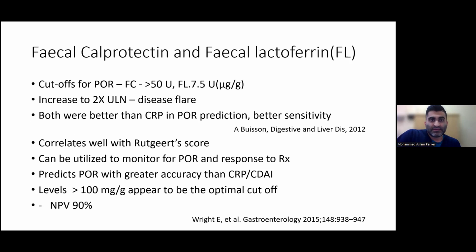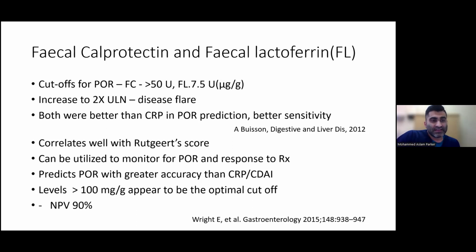Fecal calprotectin is another non-invasive test to assess patients. There are various studies looking at various cutoff values for fecal calprotectin, so I'm going to mention 2 studies in the talk today. The first study had a cutoff value of 50 and a lactoferrin of 77.5, and then increased to 2 times the upper limit of normal, which predicted disease flare, and then both were better than CRP in post-op recurrence prediction and had better sensitivities.